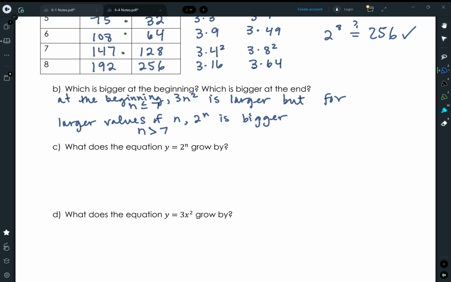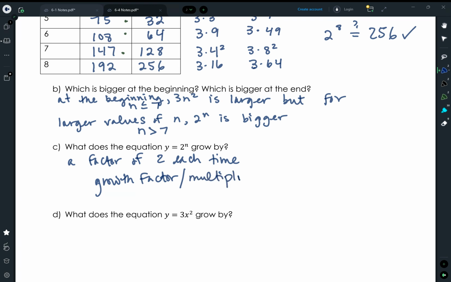What does the equation grow by? It grows by a factor of 2 each time. And remember, we're calling that the growth factor or the multiplier. So just kind of going back and reviewing from our previous unit. What does the other one grow by? So this is a really interesting question. What does 3x squared grow by?